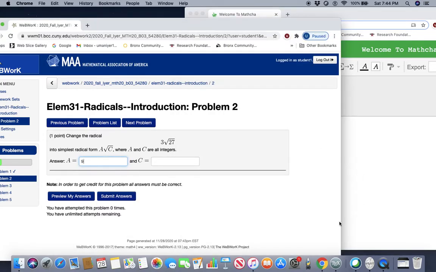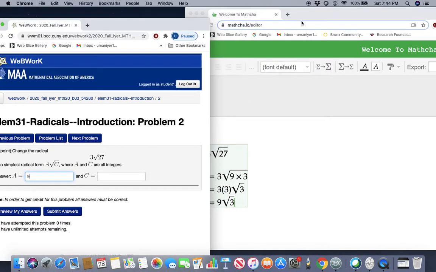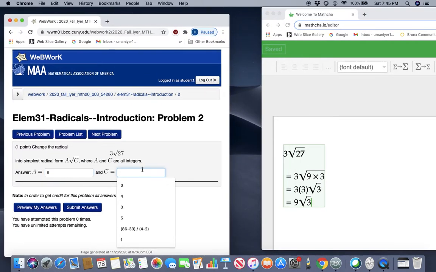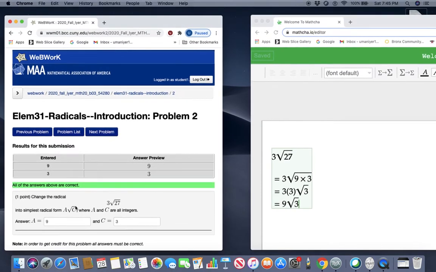All right. Let's shrink this page so we can see both pages. So C is 3. Next.